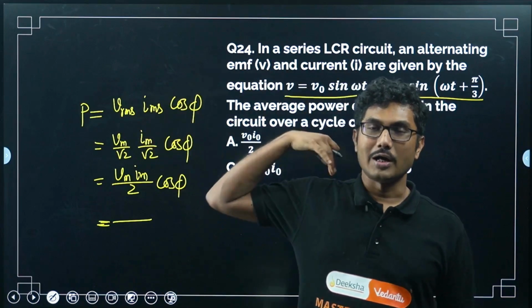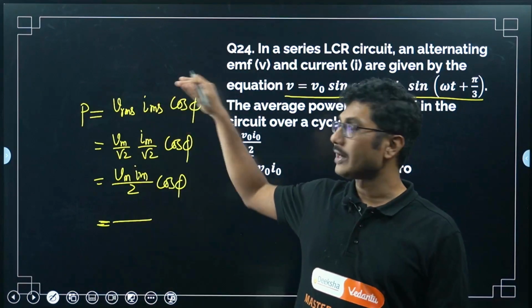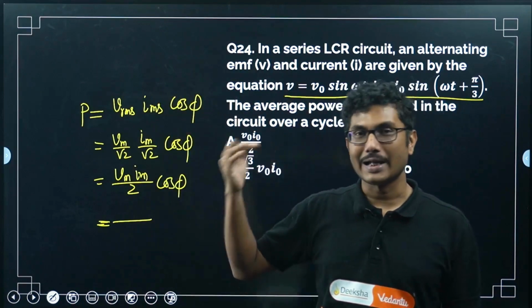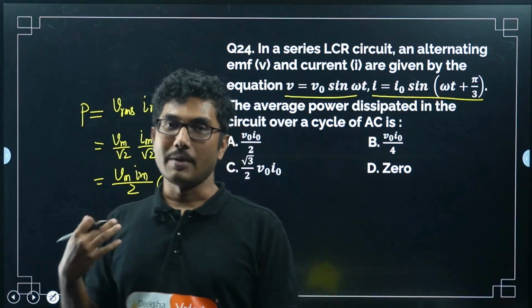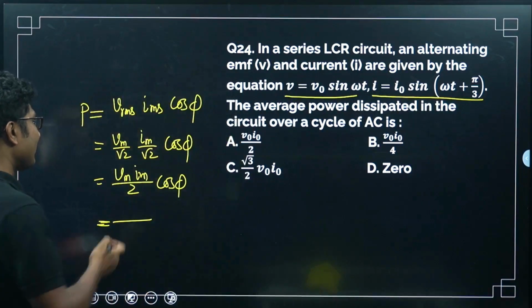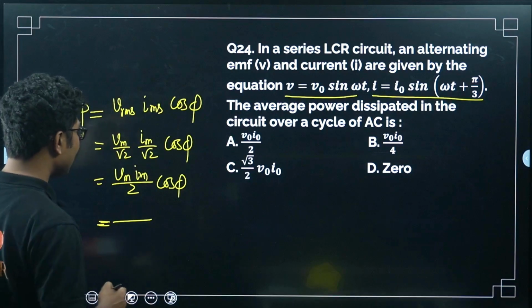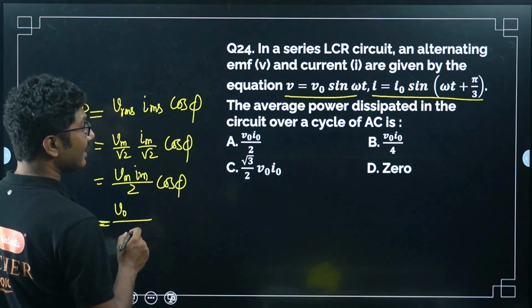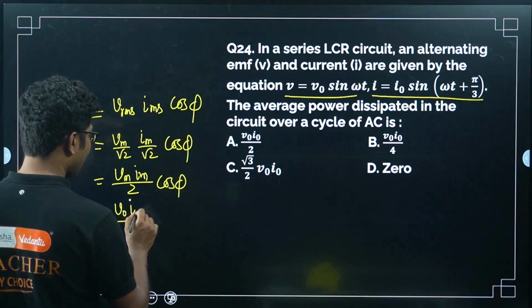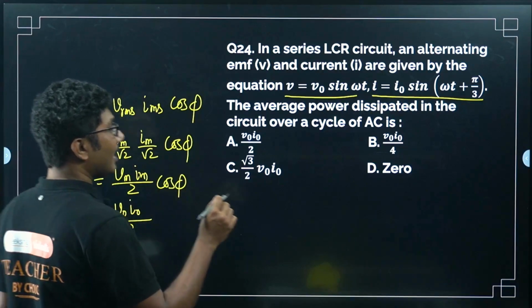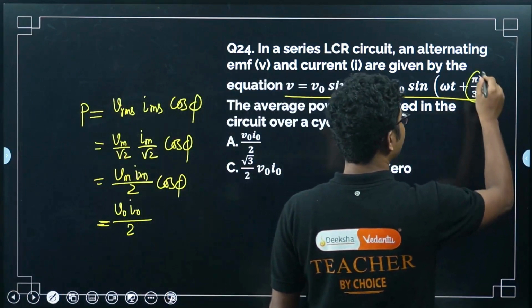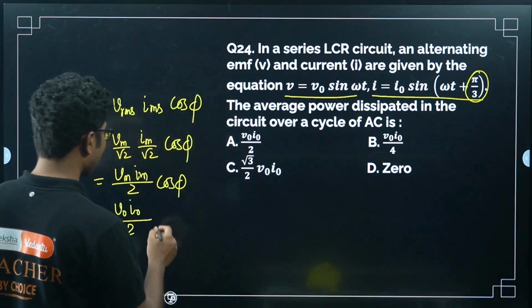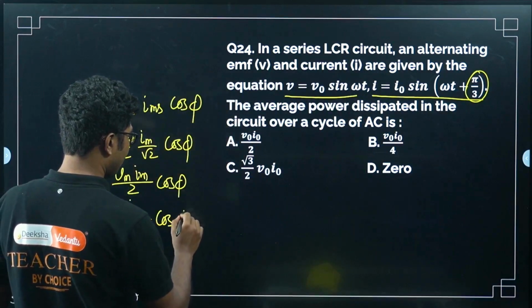But if your mind is flexible, you know that Vrms is Vm by root 2, and Irms is Im by root 2. So basically if I multiply them, it will be nothing but Vm Im by 2. So you can directly use that value. V naught is given, Im is given as I naught by 2, and phi is pi by 3. So cos pi by 3.